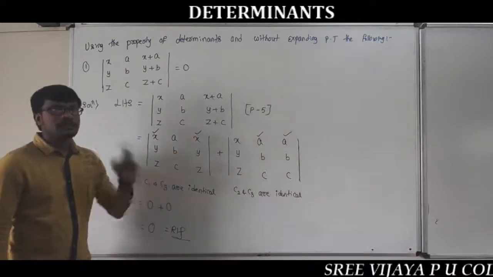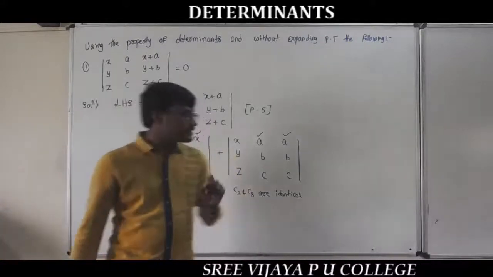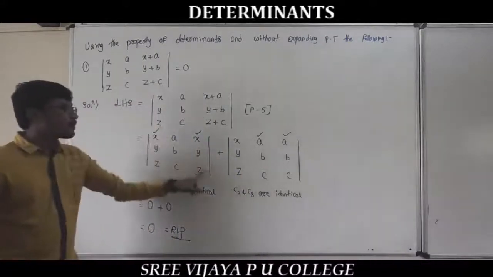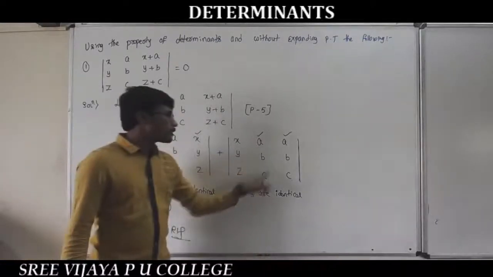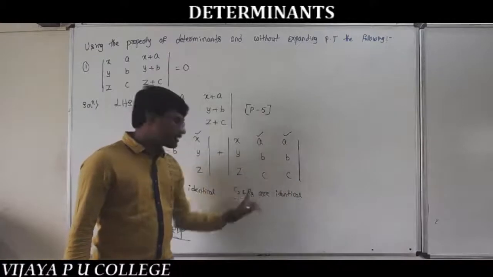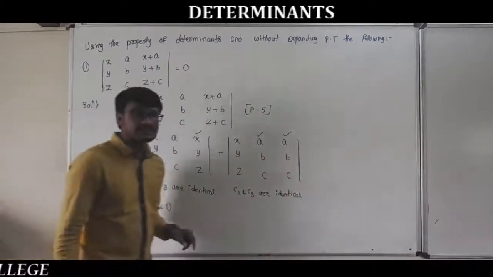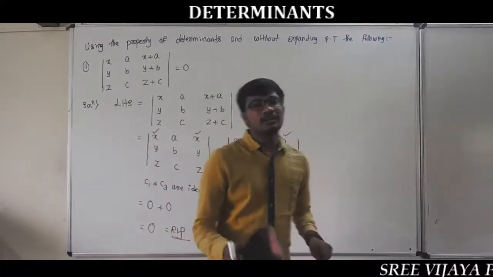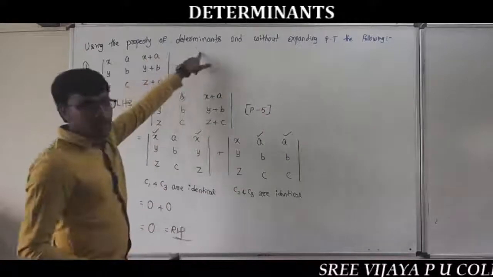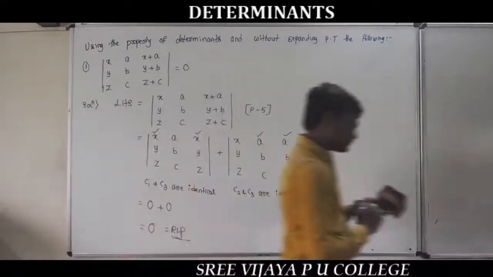Property number 3 means if two rows or two columns are identical, then the value of the determinant is 0. In that column 1 and column 3, corresponding elements are same, identical, 0. Column 2, column 3, corresponding elements are same, so identical. Therefore, the value of the determinant is 0. So this is the first question. Got it? How you can prove the problems by using the properties of determinants. Okay. So move to the next one.